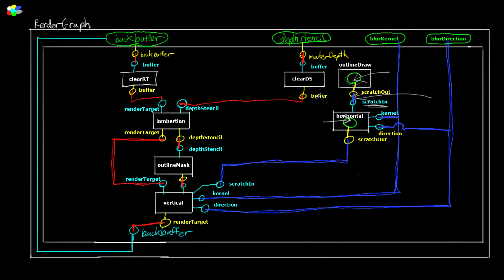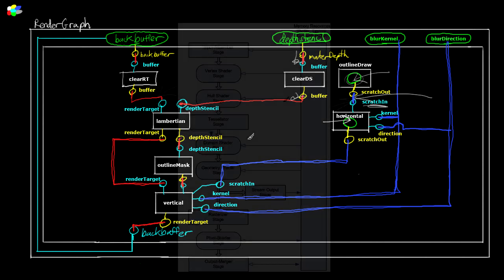to think of these all as inputs and outputs, right? So this clear render target takes this buffer as an input and it outputs a cleared buffer. This Lambertian takes it as an input and it outputs a render target with stuff drawn onto it. But it's actually fundamentally different when you think about it in terms of the pipeline.